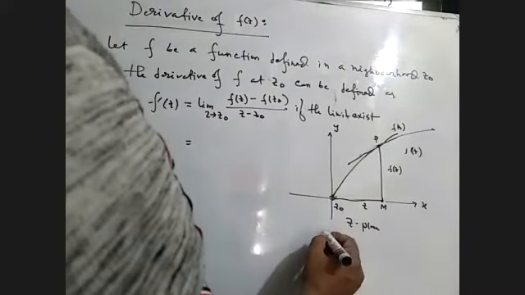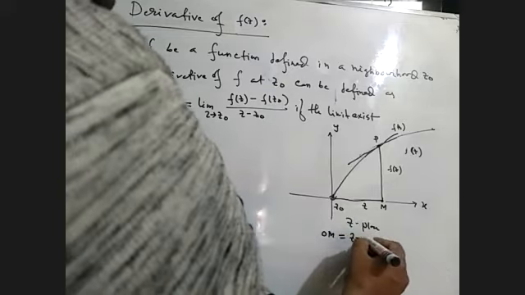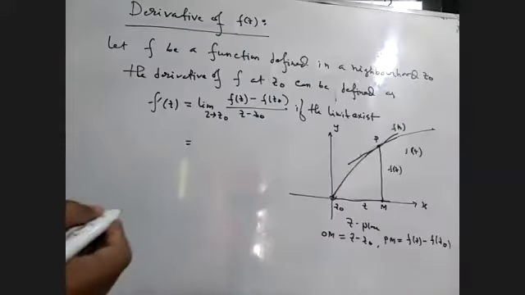OM equals what? This is the base. Base will be z minus z naught. And PM equals what? This is the f of z distance, f of z minus f of z naught. This is the f of z naught point.